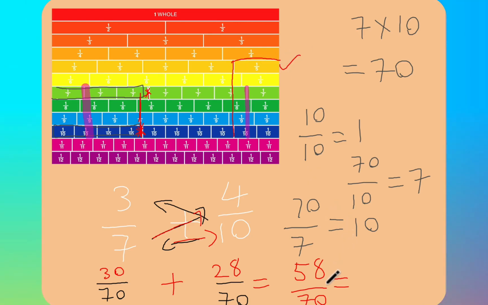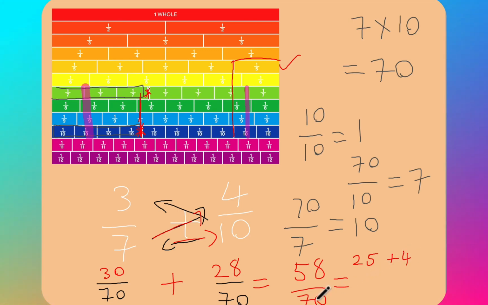So let's half 58. So we know half of 50 is 25. That's the way I do it in my head. I say half of 50 is 25. And then I say half of 8. And half of 8 is 4. So 25 plus 4, I figured that one out. I just need to add at the end.